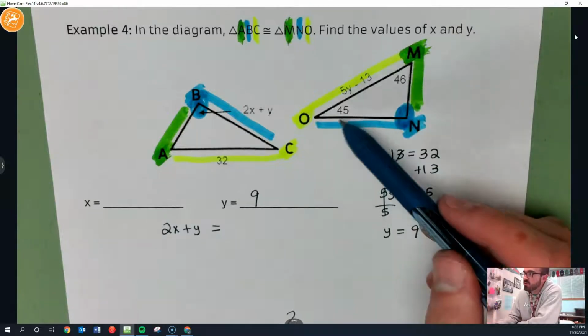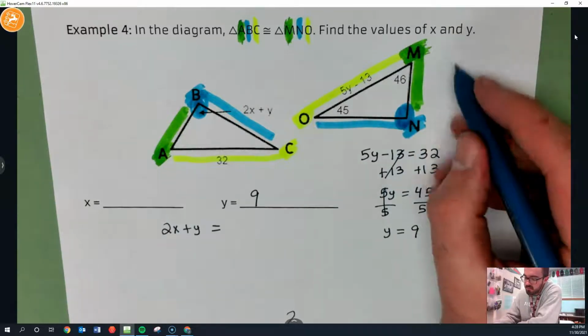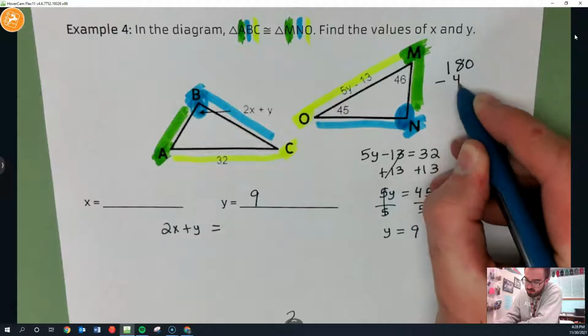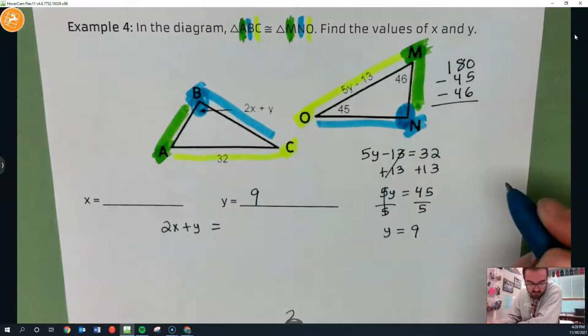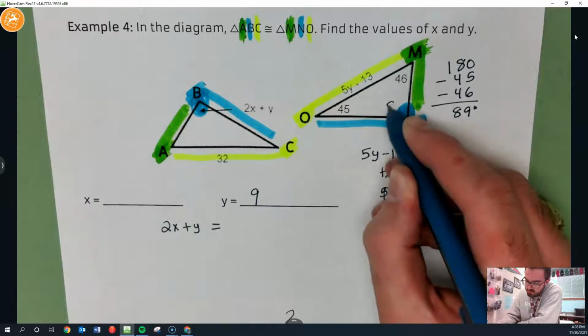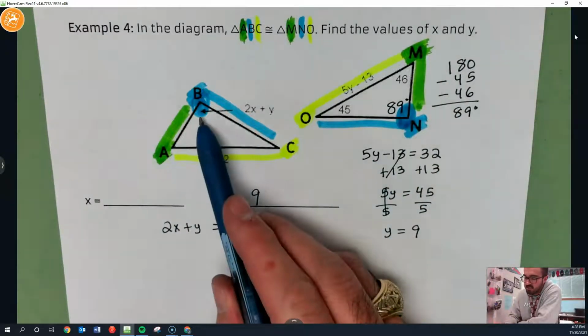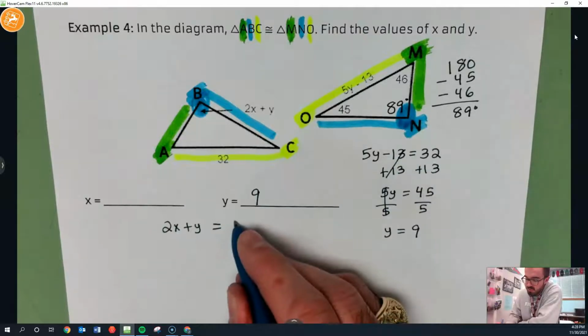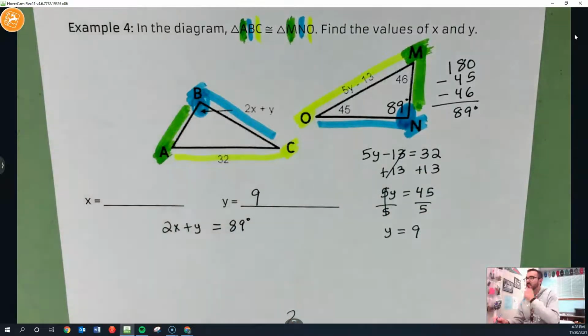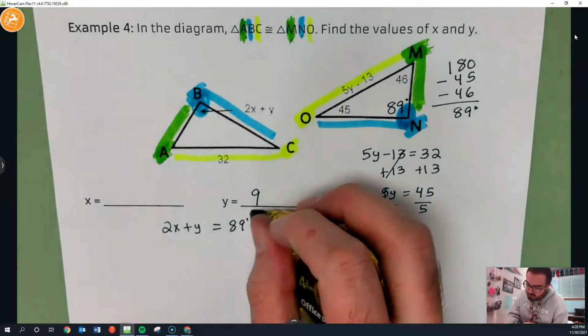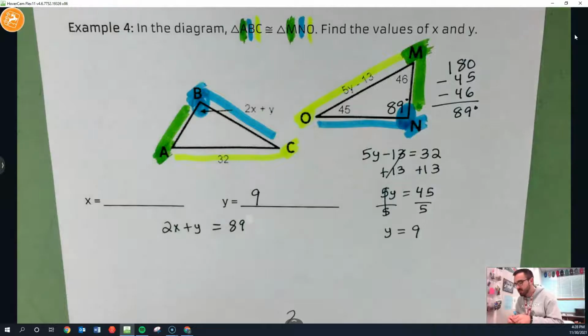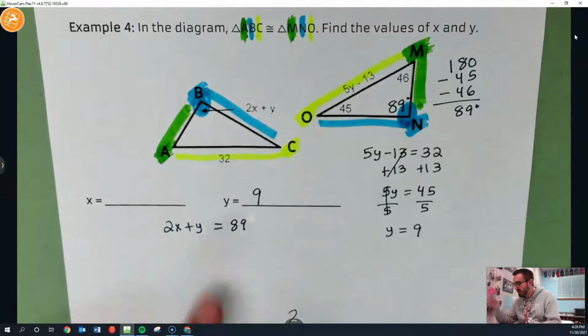Well, if you see here, we know the other two measures of those angles in that triangle. So we can do the same thing we were doing earlier. 180 minus 45 minus 46. If you put that in the calculator, you get 89 degrees. So the measure of this angle right here is 89 degrees. So I could set the measure of this angle, 2x plus y, equal to 89. We don't really need the degrees. That's going to confuse us. 2x plus y equals 89. So now we can try to solve this, but this is kind of confusing because I have this y. But what else do we know about y?